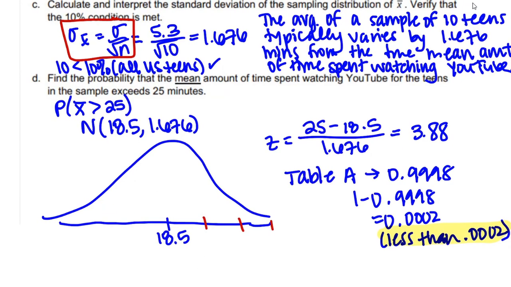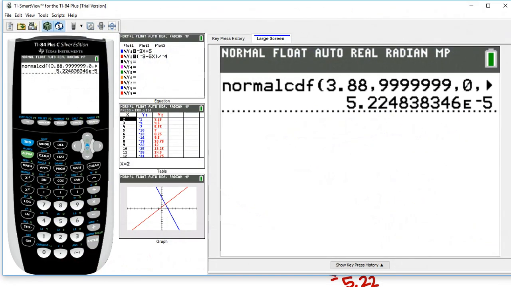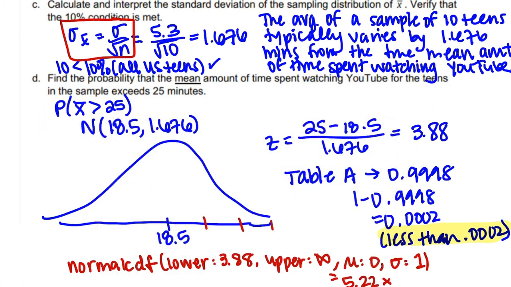So I'm going to write this in red on here, and you can feel free to copy it down. Normal CDF. I can get the answer from doing lower 3.88, upper infinity, I just put a bunch of 9s. Mu is 0 and sigma is 1 since we're doing z-scores. And I got 5.22, I think, times 10 to the negative 5.